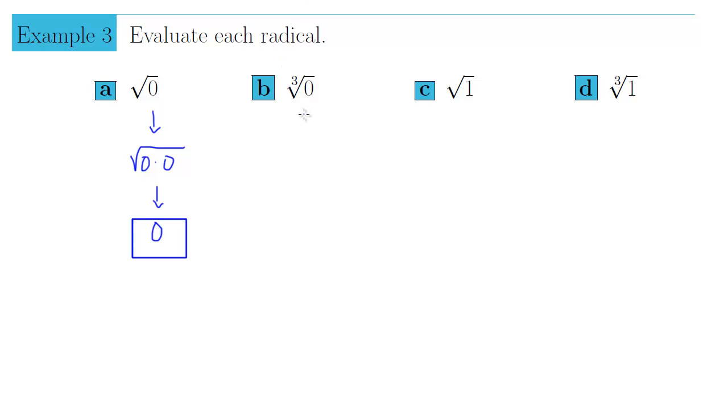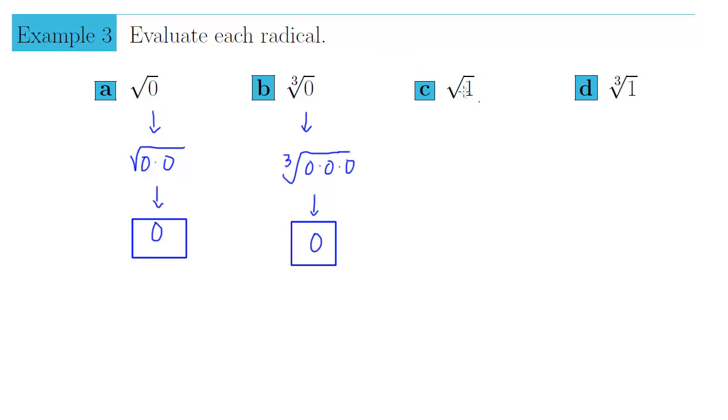Same thing with the cube root. You would look for a group of 3 identical factors inside of 0. And you know that 0 times 0 times 0 is still 0. So the cube root is going to take these 3 identical factors and give you back 0.